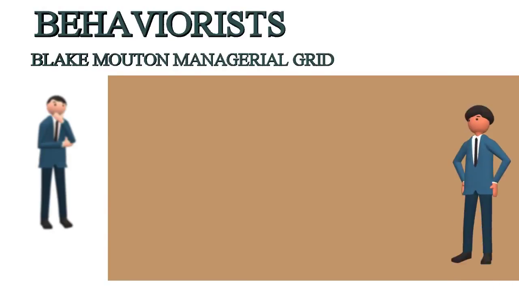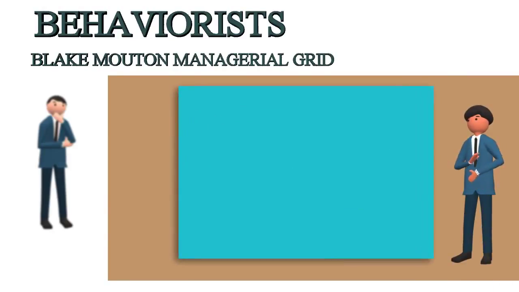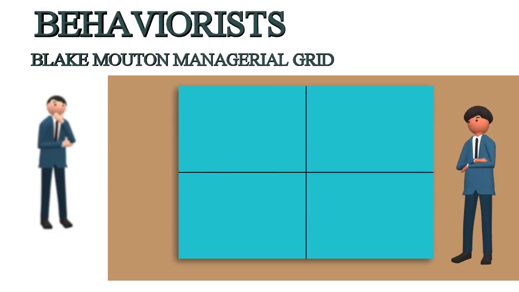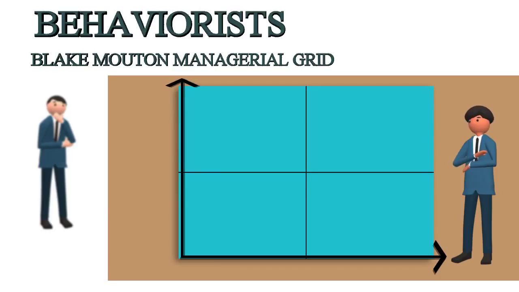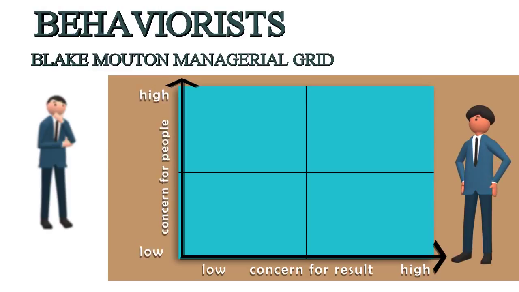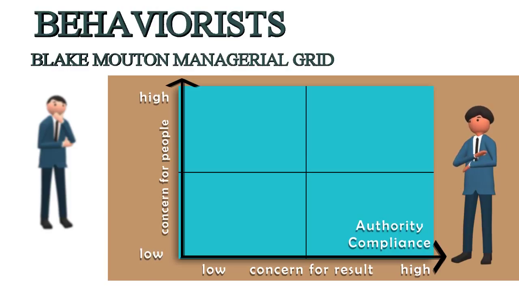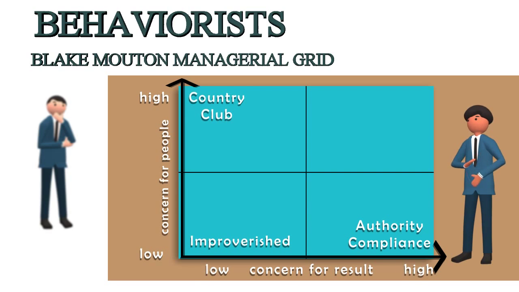Let's take a closer look at the Blake-Mouton managerial grid. You can see in the diagram 2 axes. The horizontal one represents the level of concern for results. The vertical axis shows the level of concern about people. The 5 styles of management are the authority compliance management, the impoverished one, the country club management style, the team management style, and middle-of-the-road management.